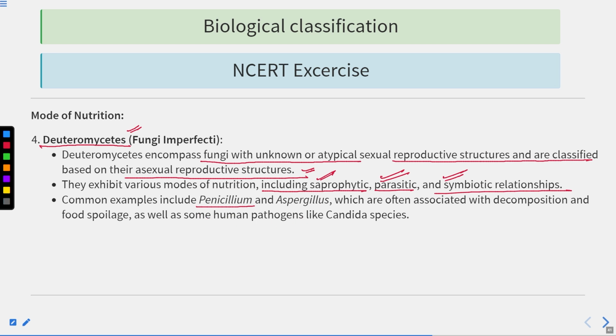Okay, so common examples include Penicillium and Aspergillus. These are some of the common examples, often associated with decomposition and food spoilage, as well as some human pathogens like Candida species.